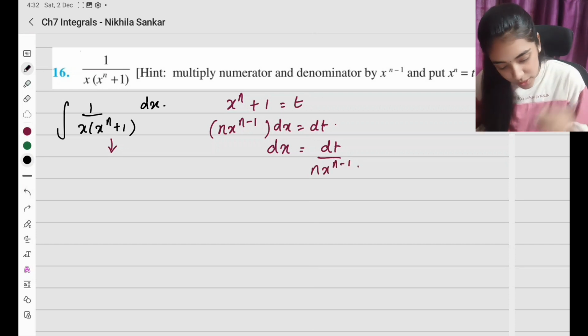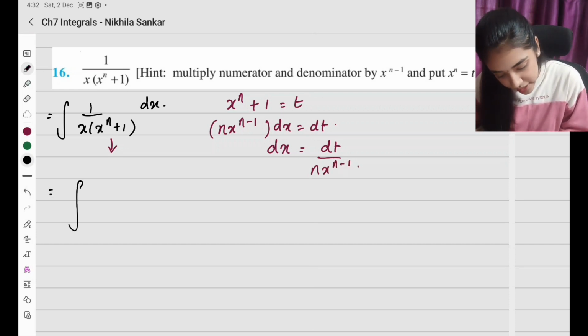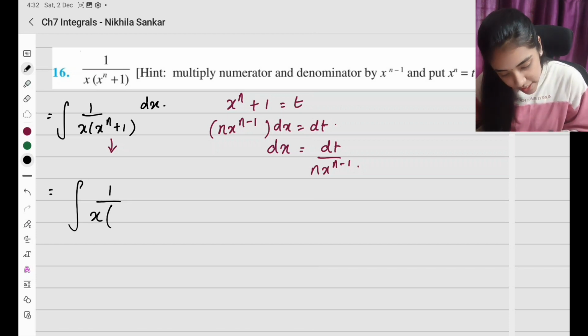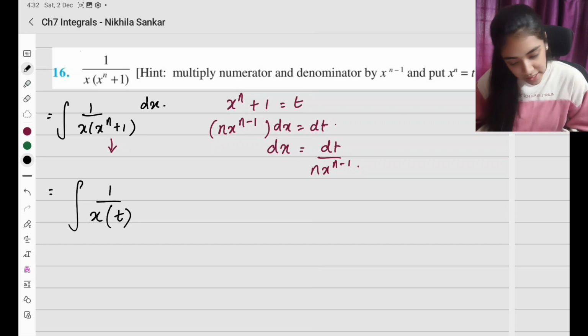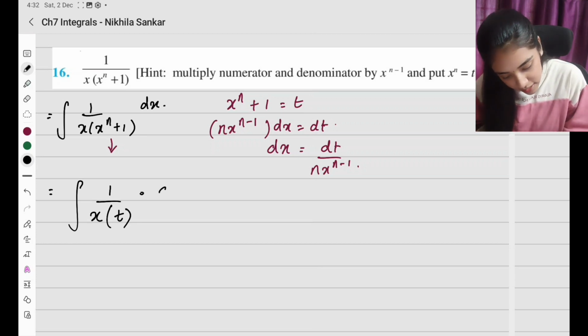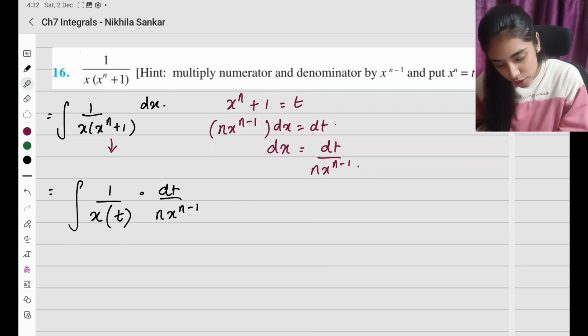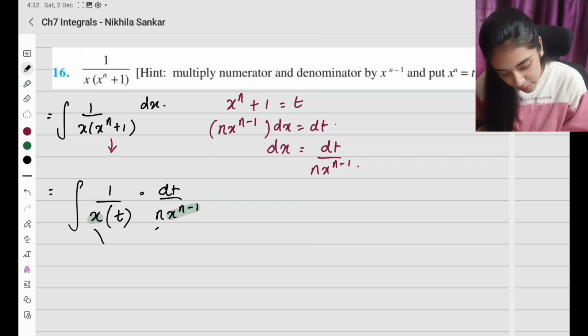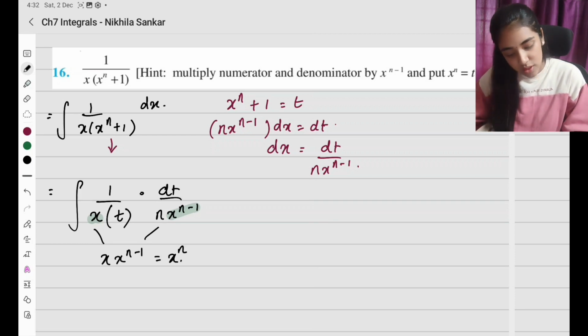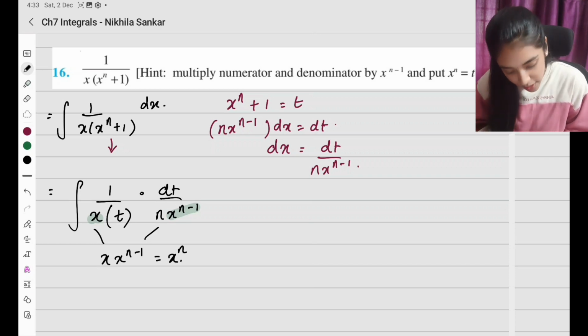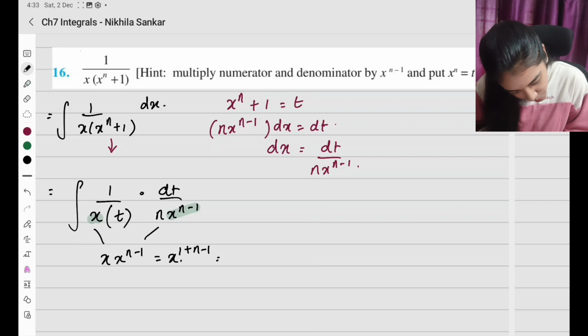Now let's see what happens when we substitute. I have integral 1 divided by, let x be there, times x to the n plus 1 is going to be t, times dx, which is dt divided by n x to the n minus 1. What do you see here? I have x here and x to the n minus 1. What happens when I club these two terms? x times x to the n minus 1 is nothing but x to the n. Correct? When I add, I have x power 1 plus n minus 1. This is nothing but x to the power n.